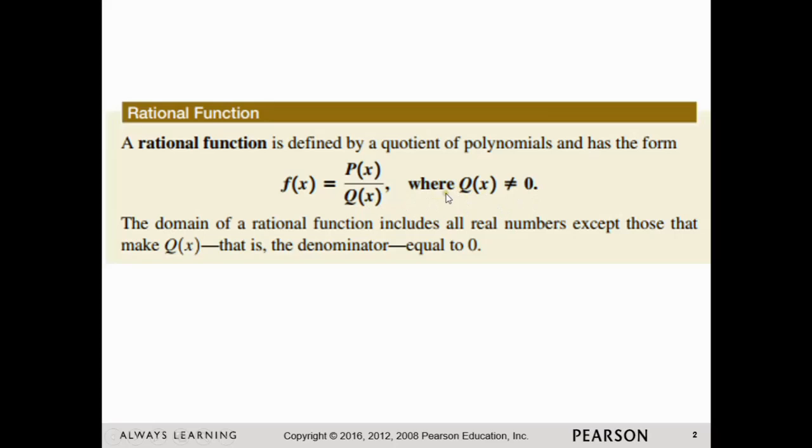Notice something very important. q of x, the function in the denominator, cannot equal 0. Because if we have q of x, the function in the denominator, equal to 0, we would have division by 0, which is undefined. So for that reason, the domain of a rational function includes all real numbers except those that make q of x, that is, the denominator, equal to 0. So we exclude values that make the denominator equal to 0.